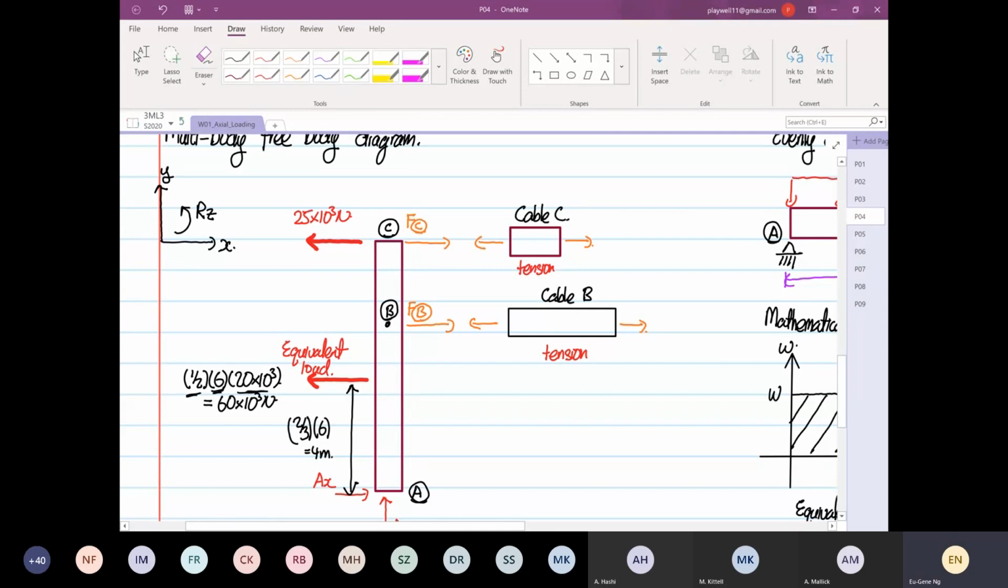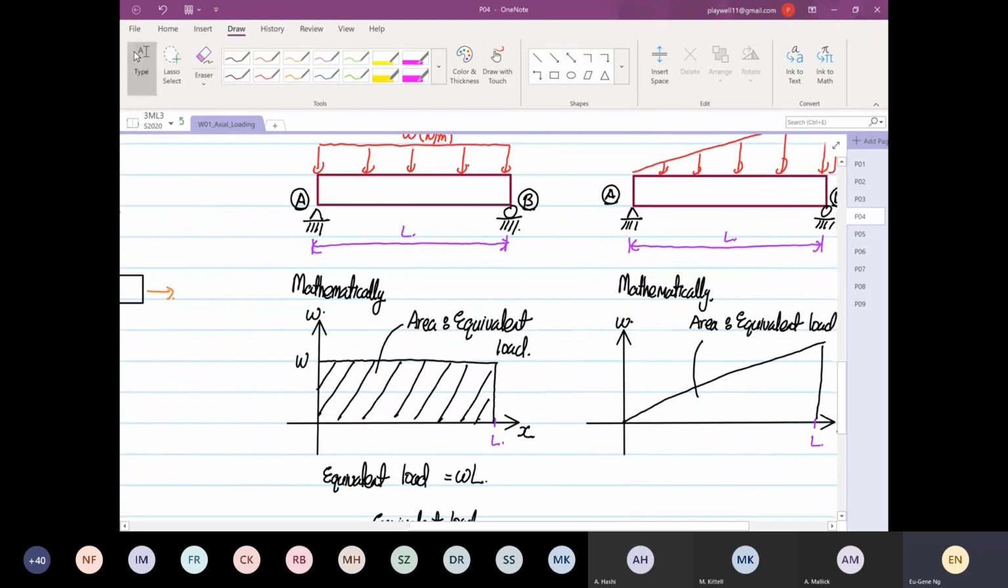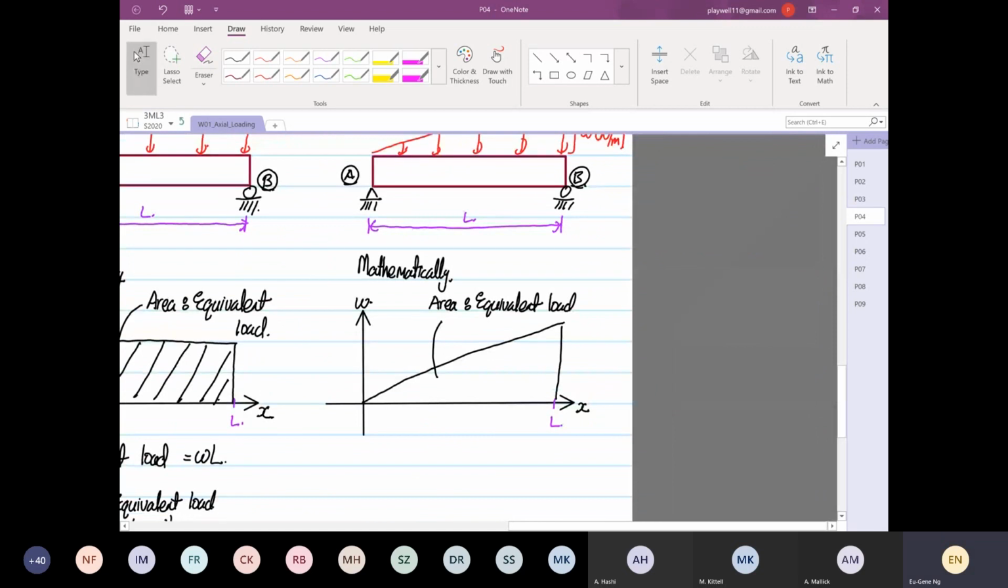But I'll go further to explain why is that. So why is it half base times height? Okay, so the equivalent load we know over here is equal to what? Is equal to half times omega L. Okay, half times omega L.